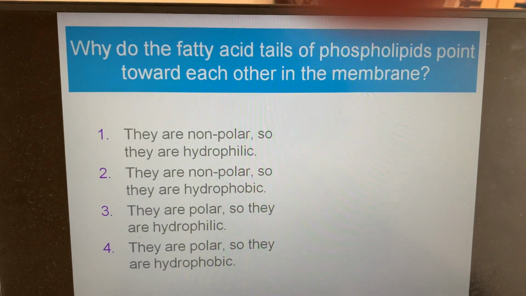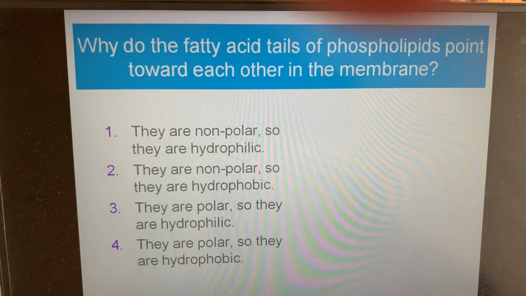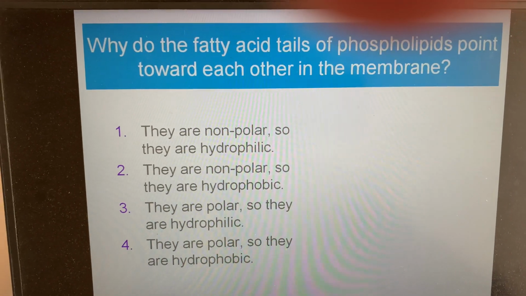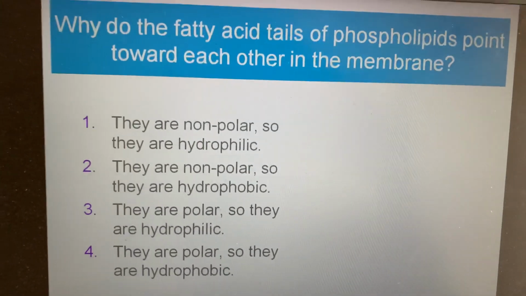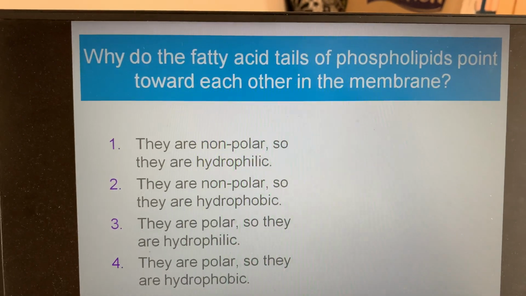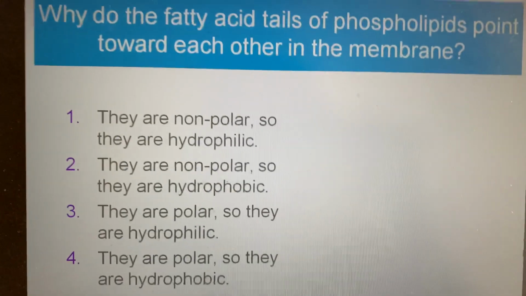Why do fatty acid tails of phospholipids point towards each other in the membrane? Let's look at the options. First, they are non-polar, so they are hydrophilic. No, non-polar aligns with hydrophobic in nature.